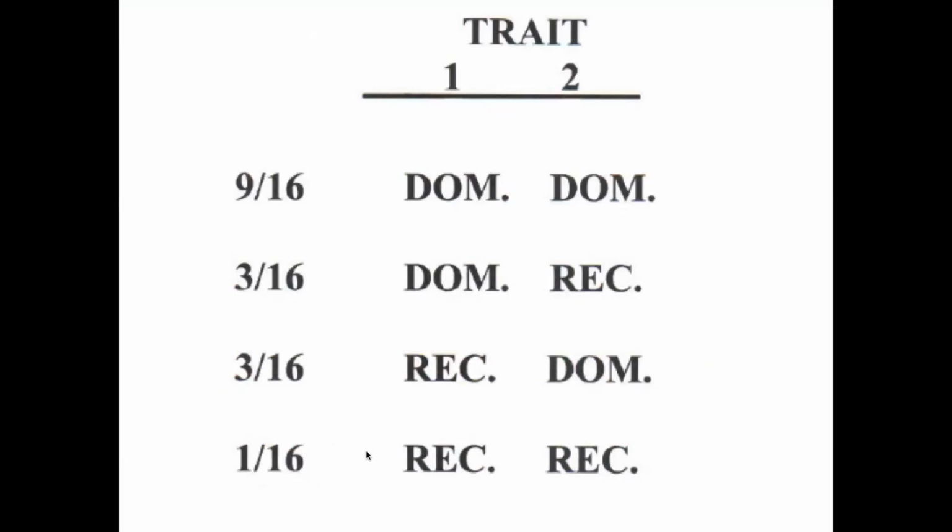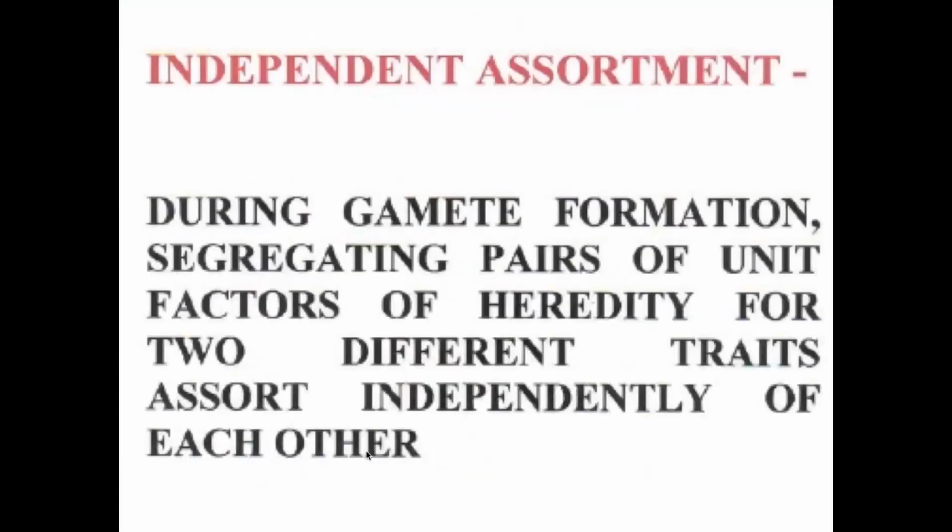From this general observation, again, he was able to derive a fourth law of heredity, and this is what we call the law of independent assortment.